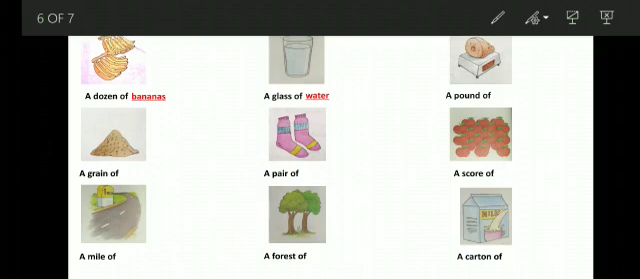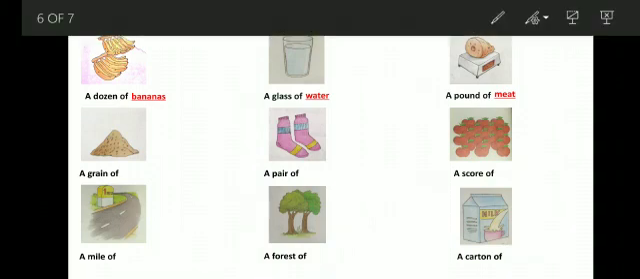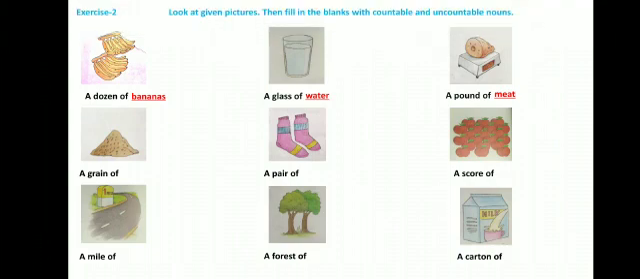A pound of meat. Next is a grain of dash, so a grain of rice. Next is a pair of dash, so a pair of socks. A score of apples, right? Next is a mile of road. Next is a forest of trees.